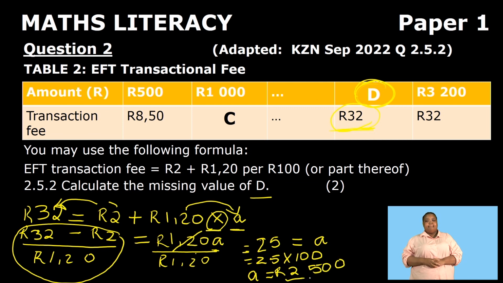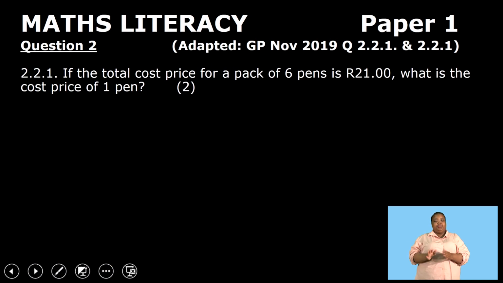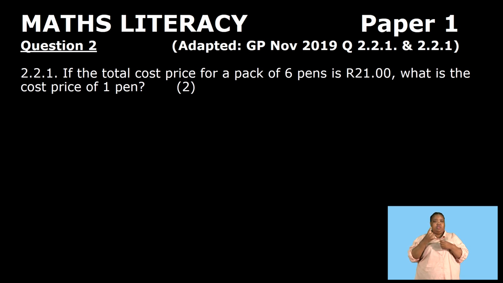2,500. So that will be our value of D. Then we move on to the next question, which was adopted from Gauteng, November 2019, and we will look at question 2.2.1.